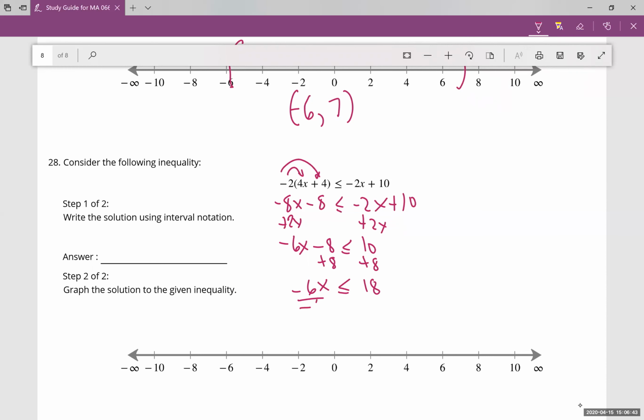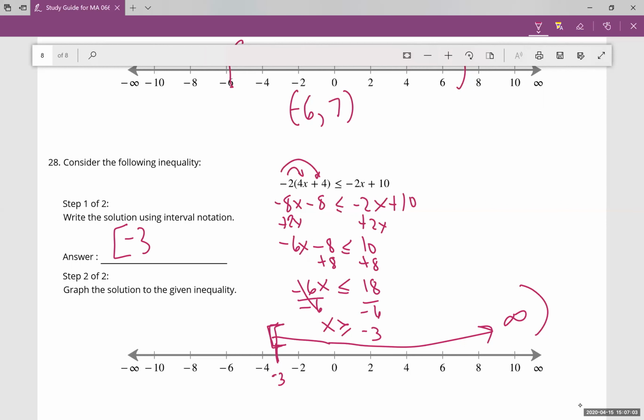Now I'm going to divide by negative 6. Beep, beep, beep. Why am I doing that? It is because I need to switch my inequality sign. So the solution here, x is greater than or equal to negative 3. So let's say that's negative 3. We would use a bracket here all the way to positive infinity. So negative 3, comma, positive infinity is the interval notation. And that is the answer to 28.